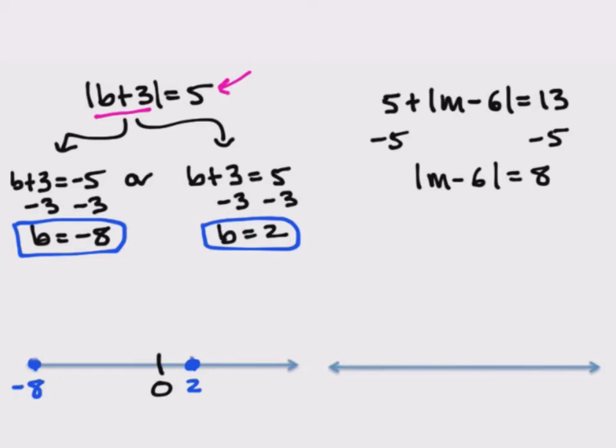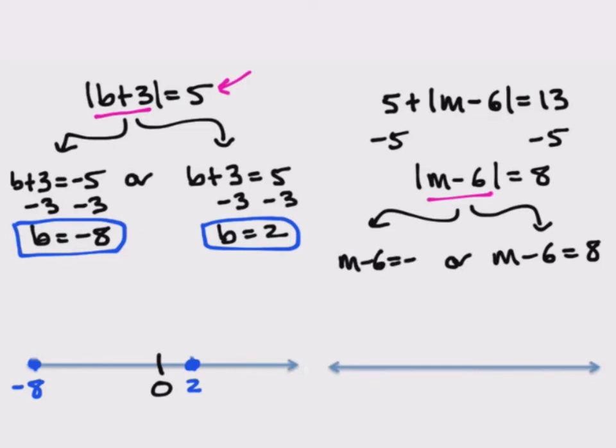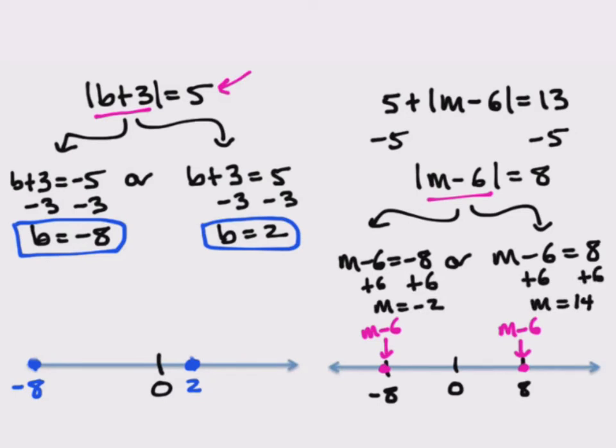So I don't know what m is, but I know that m minus 6, since its absolute value is 8, m minus 6 has to equal 8, or m minus 6 has to equal negative 8. Once again, we're left with two pretty simple equations that I think we know how to solve. I think we've got to add 6 to both sides of both of these equations, and we'll find our two solutions. So, it appears to me that our two solutions are negative 2 and 14.